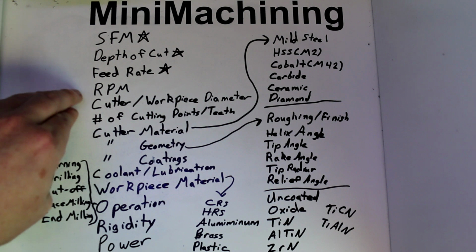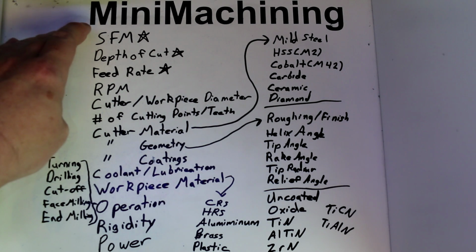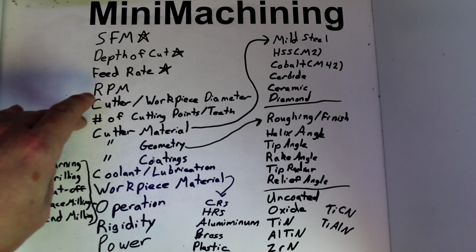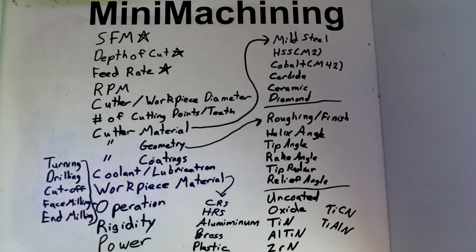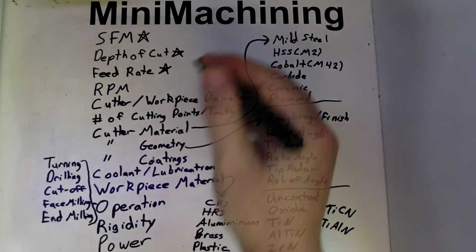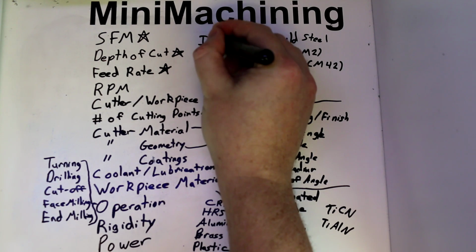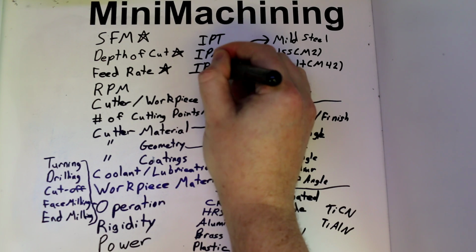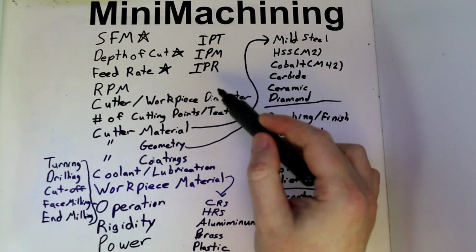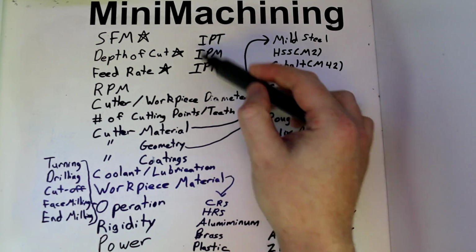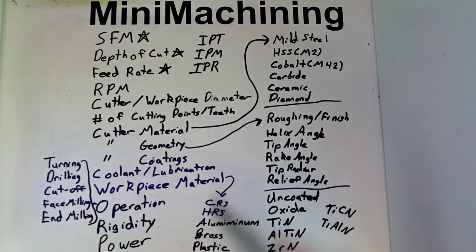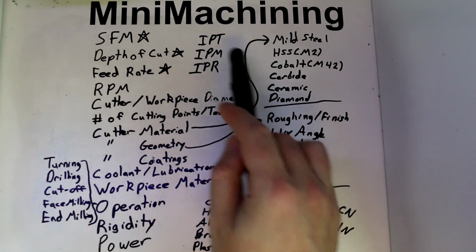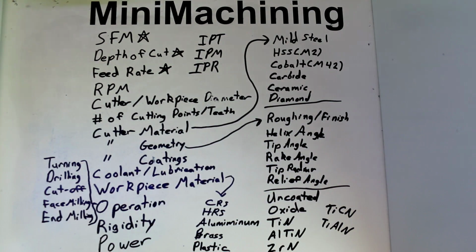And again, some of these items go into these calculations up here, such as our RPM, our cutter workpiece diameter, our number of cutting points per teeth. We're going to talk about other terms such as inches per tooth, inches per minute, inches per revolution. And if you're dealing in the metric system, obviously a lot of these are going to be either millimeters or meters per. And what do these mean? And so we can really understand a lot of the charts and programs, because a lot of these terms are going to be on those programs as well.